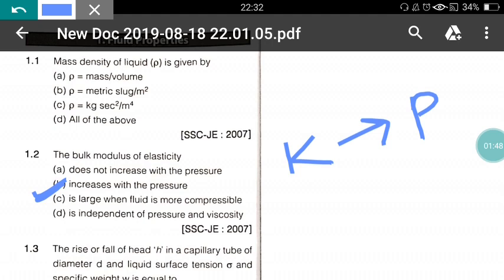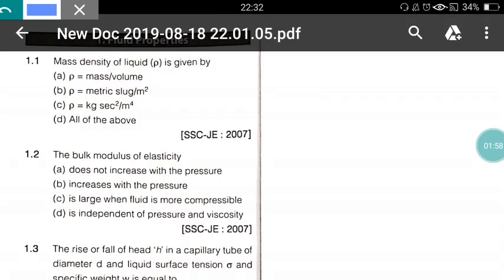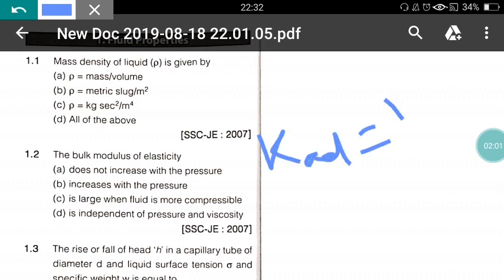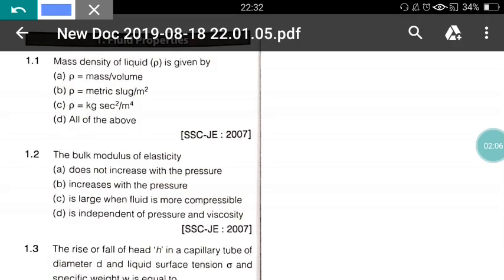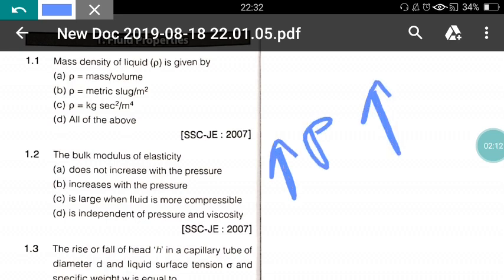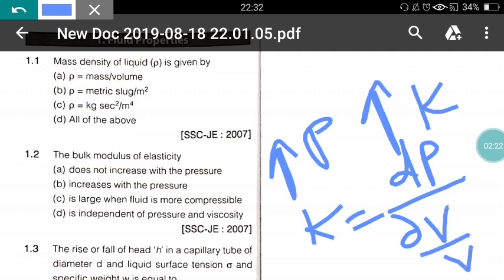The bulk modulus of elasticity for an isothermal process is equal to the pressure P, and for an adiabatic process it is written as K equal to gamma into P. Keep in mind that. So for this question the correct answer is option B. When we increase the pressure, the bulk modulus also increases, and the formula for bulk modulus is the change in pressure over the volumetric strain, dV upon V. This is the formula of bulk modulus of elasticity.